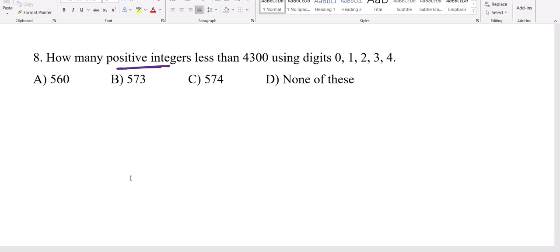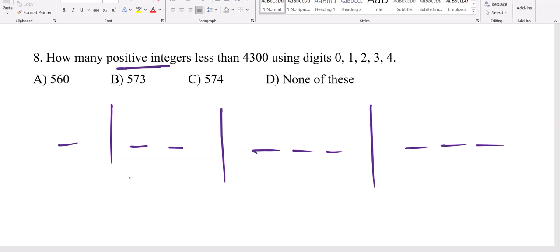You should not go only for 4-digit numbers, single-digit numbers also, right? Less than 4300, that's what I'm stressing. Positive integers, I'm asking you from where it starts. You said 1, 2, 3, 4. Single-digit numbers are all less than 4300, right? Two-digit numbers all are. Three-digit numbers all are. But 4-digit numbers, only a few are less than 4300.